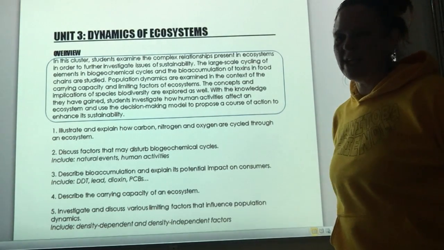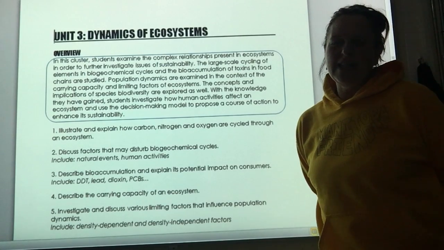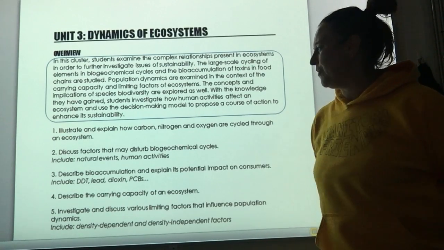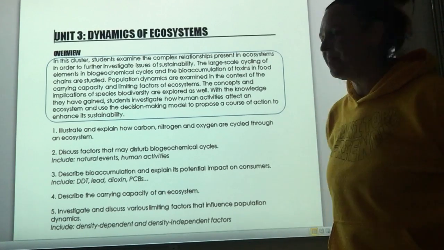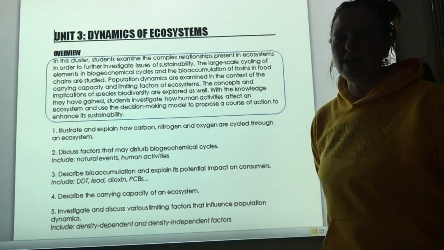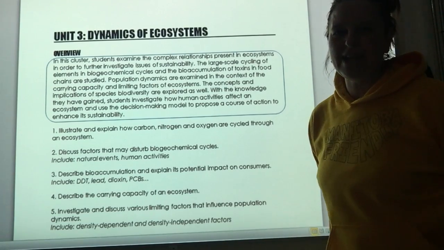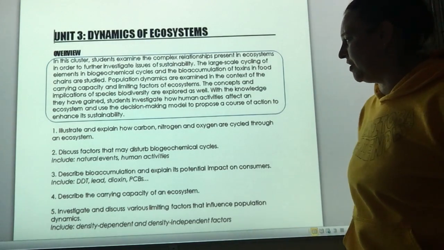It says illustrate and explain how nitrogen, carbon, and oxygen are cycled through an ecosystem. Last year we did an assignment with it. This year I'm just going to post what those cycles are as reference. So you don't have to memorize and label them this year, but I will post a copy. It's not online yet, but it will be soon for your class when you need it, just to have that as reference. And then number 2, discuss factors that may disturb biogeochemical cycles.